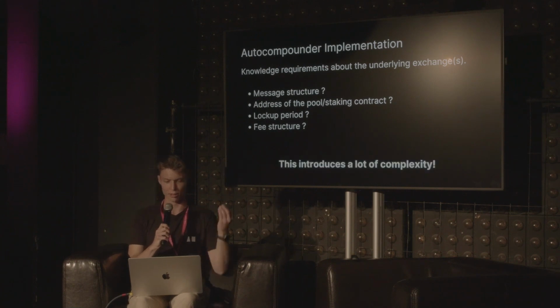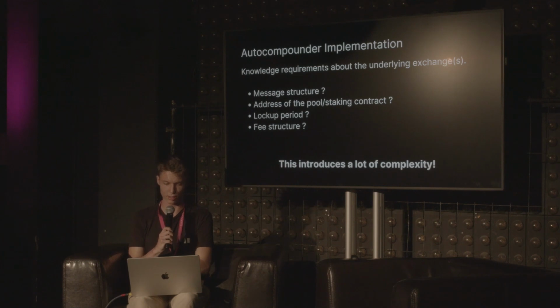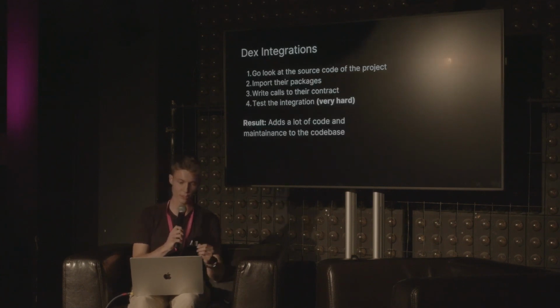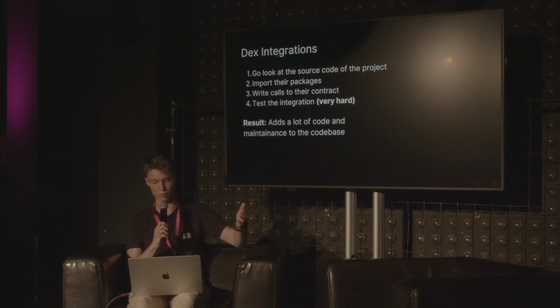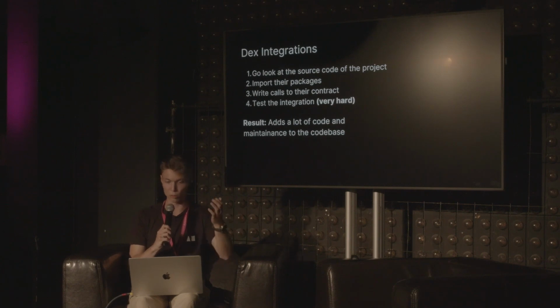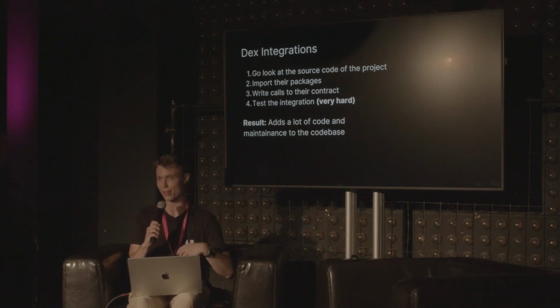And these are very complex questions that you as a smart contracts developer need to take into account before you even start implementing it. Right? It introduces a lot of complexity to your application. So let's say that we're actually doing this. What you would do is you go to the source code of the project, you try to understand what they're doing, which might not be very clear. You import their packages, and then you write calls in your smart contract to their smart contract. And then you try to test it.